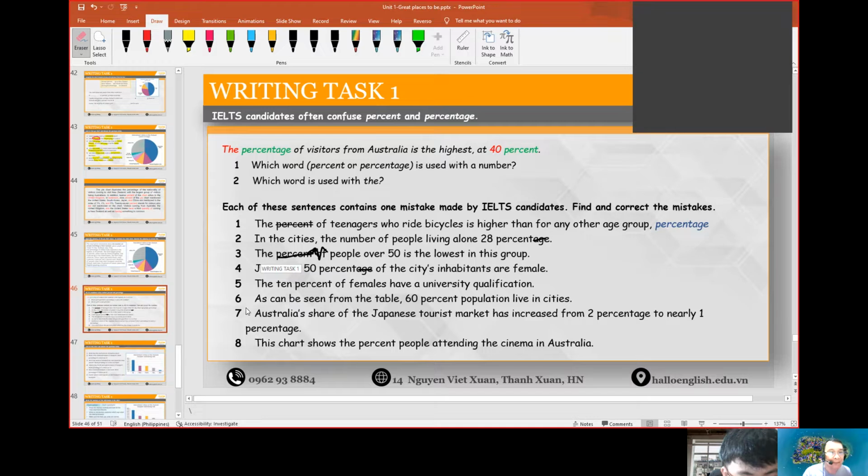Okay, next. Number six. Can be seen from the table, 60% population live in city. Correct. Yes, correct. Number seven.